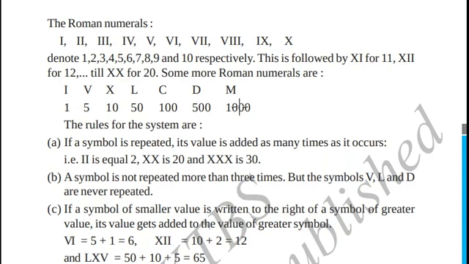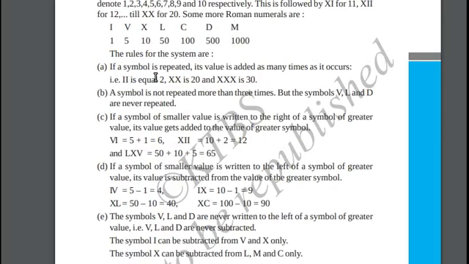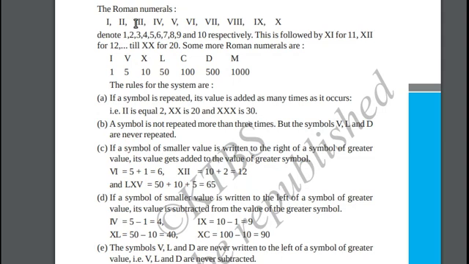Now there are some rules to use this system. If a symbol is repeated, its value is added as many times as it occurs. Here we can see I is repeated 3 times. So we will add I: 1 plus 1 plus 1, which is equal to 3. For 20, X is repeated twice. So X plus X is equal to 20. For 30, X is repeated thrice. X plus X plus X, 10 plus 10 plus 10, is equal to 30.